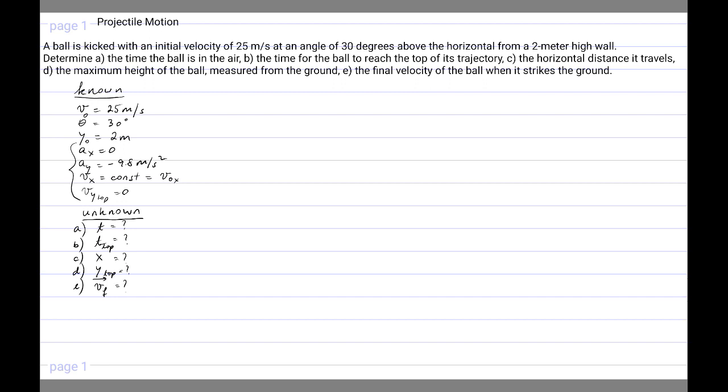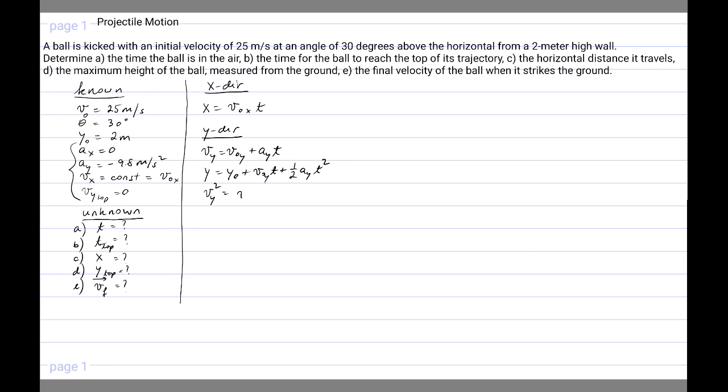Now, since we're dealing with projectile motion, there are a few equations that we know we can use. So in the x direction, the only equation we can use is x equals v0x times t, because all of the other kinematic equations include the acceleration, and the acceleration in the x direction is 0. In the y direction, we have all three of the kinematic equations, so we have vy equals v initial y plus a y t. Then we have y equals y naught plus v naught y t plus 1/2 a y t squared. And the third equation is v y squared equals v naught y squared plus 2 a y delta y.